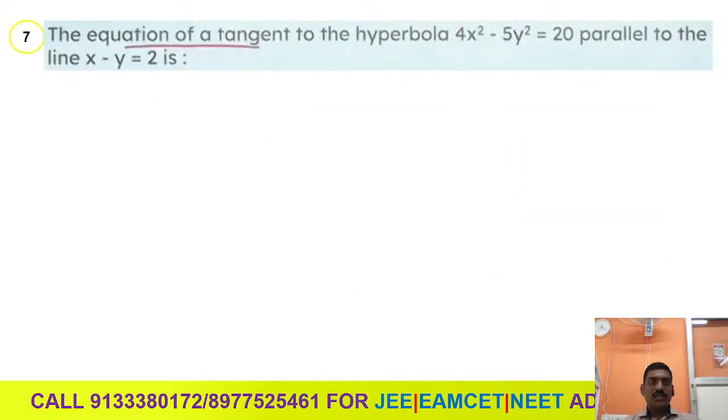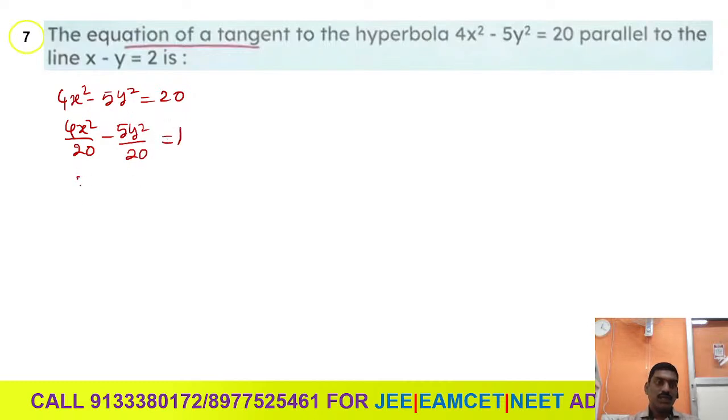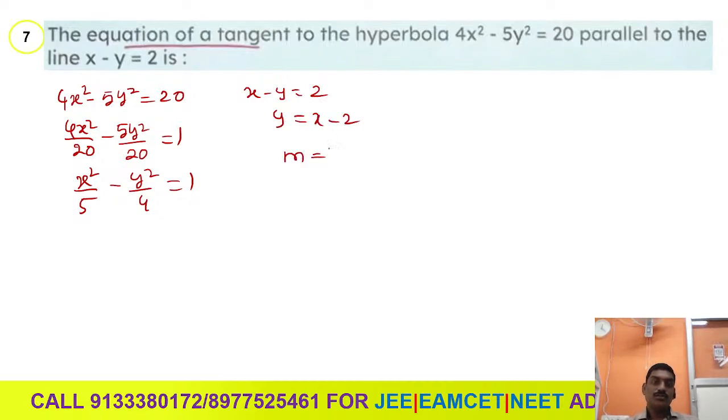Next, question number 7. Find the equation of the tangent to the hyperbola which is parallel to the line x minus y is equal to 2. What is the given hyperbola here? 4x square minus 5y square is equal to 20. Then 4x square over 20 minus 5y square over 20 is equal to 1. Then this is x square over 5 minus y square over 4 is equal to 1. The tangent to this hyperbola is parallel to the line x minus y is equal to 2. That means y is equal to x minus 2. Slope, how much? The slope is 1.